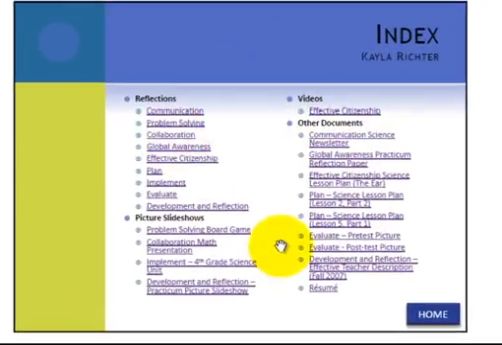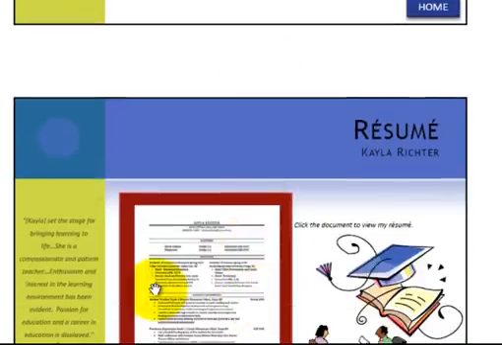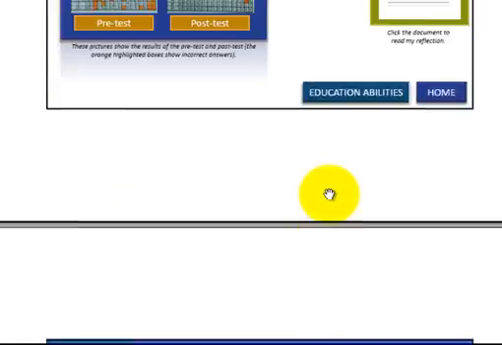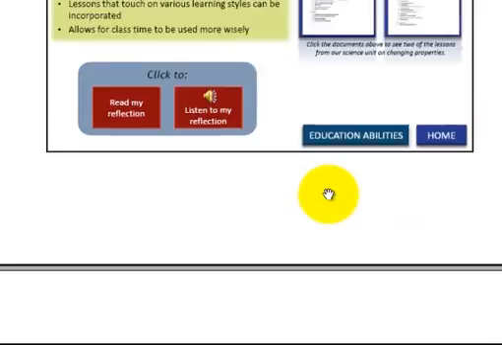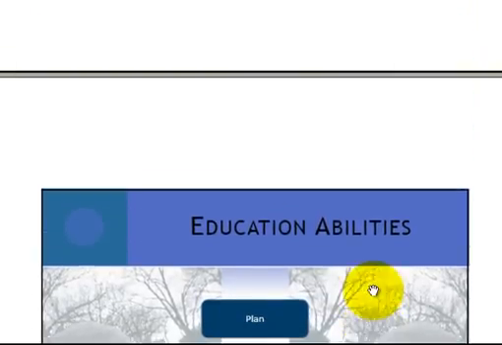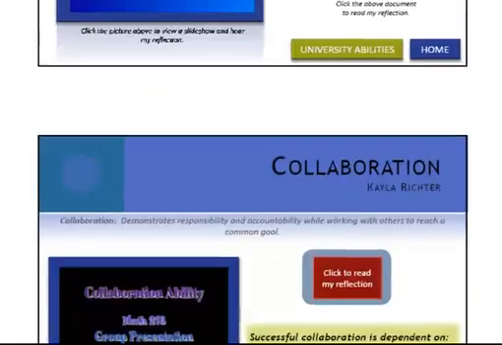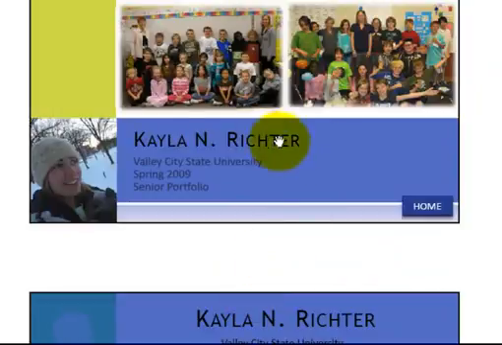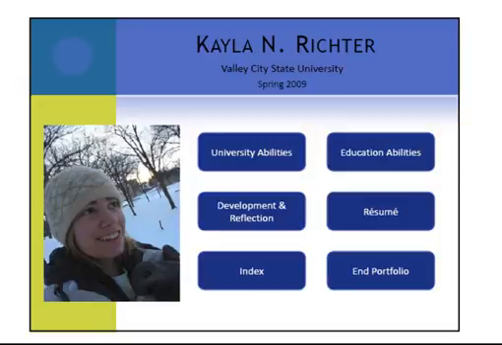Here's Kayla's. Here's a reflection or video. She's done it a little different. Her home button. Here's her resume. She's got a different kind of setting here. Here's her development and reflection. Her evaluate. Her implement. She's got listening to her reflection. Here's her educational abilities. Effective citizenship. Click the document to read hers. Reflection. Here's her document to view the lesson plan. And it continues up. So her title page. Here's her different links to her pages. I hope these examples help.